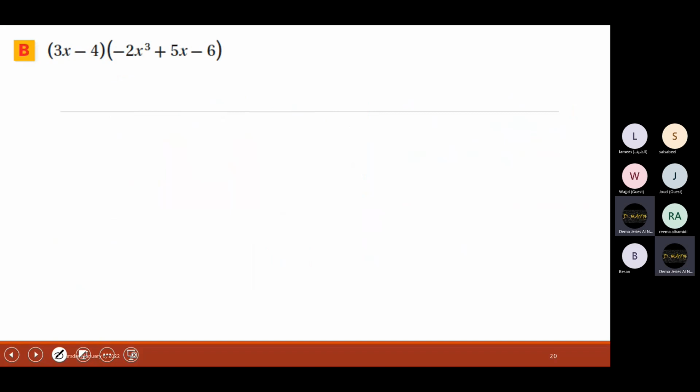Now, 3x minus 4 times negative 2x cubed plus 5x minus 6. Here we have to do the same. You will make a table.